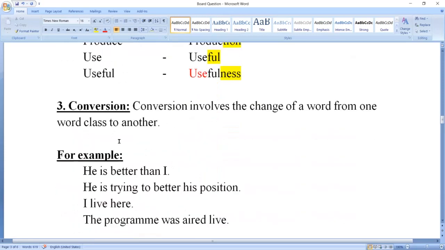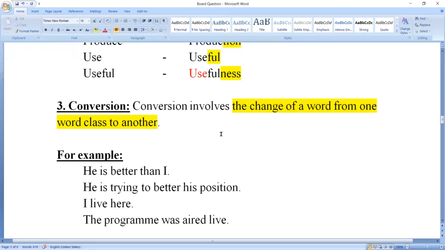The third one is conversion. So what is conversion? Conversion involves the change of a word from one word class to another. That is, the same word, without changing the spelling, we can use for other meanings or for other parts of speech. That is, the word is the same, but we can change its part of speech by using it in different cases.